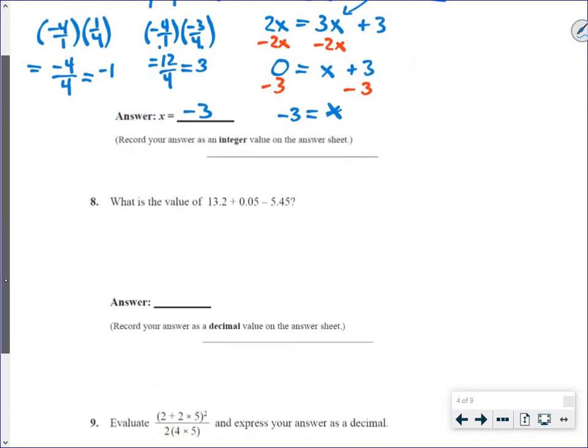All right, moving on. What's the value of 13.2 plus 0.05 minus 5.45? So this one was fairly well done. I think you guys have a pretty good grasp on this, but I'll go through it anyways. 13.2. So the trick here with adding, subtracting decimal numbers, you want to line up the decimals. So 0.05.